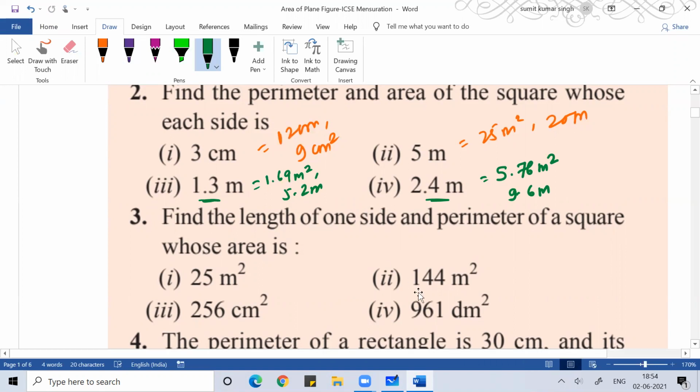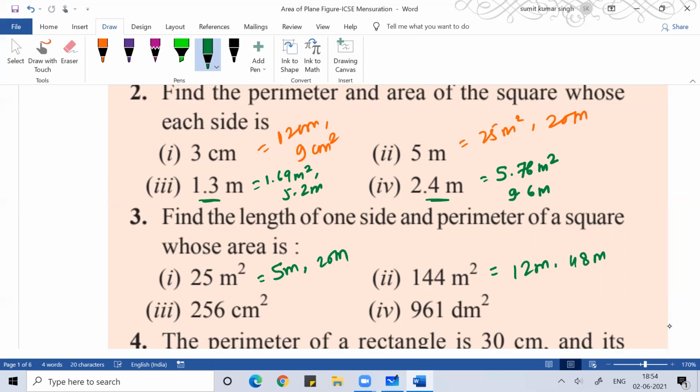Okay, Dhoni. So question number 3, tell me the answer. The first one is 5. One side is 5 and its perimeter would be? So perimeter is 20. 20, very good. Second one. So second one will be 12. Its perimeter is? So 12 into 4, 48.